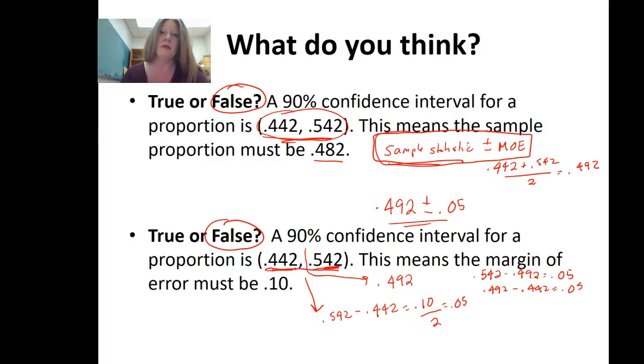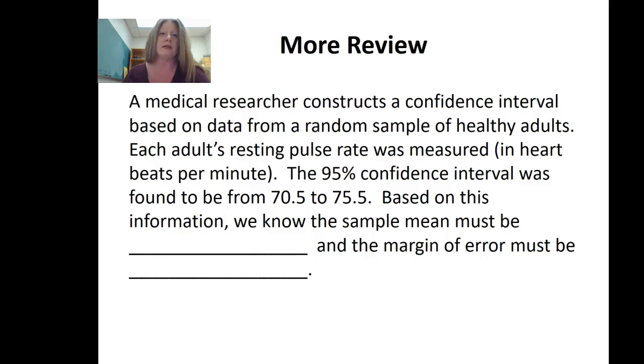So let's try this again with a new example. This particular example was about proportions. Let's try a new example now about means. A medical researcher constructs a confidence interval based on data from a random sample of healthy adults. Each adult's resting pulse rate was measured in heartbeats per minute. We are building a 95% confidence interval. It ends up being from 70.5 to 75.5. Based on this information, we know the sample mean must be what and the margin of error must be what?